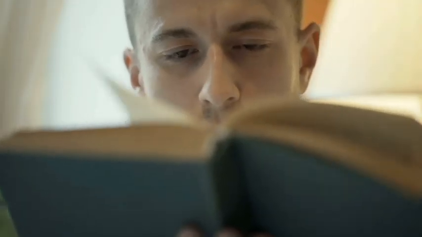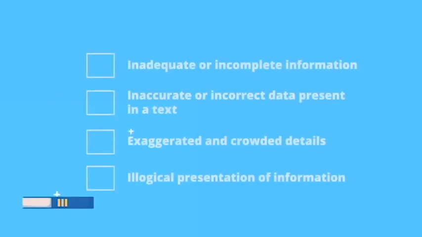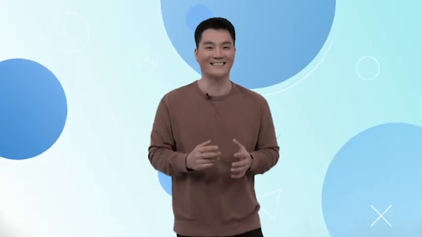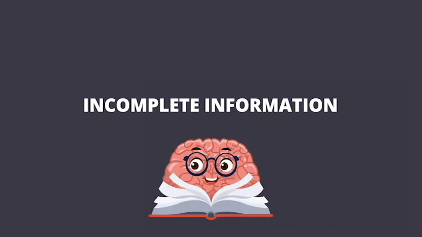After finishing this lesson, you will be able to describe different kinds of imperfect information, including inadequate or incomplete information, inaccurate or incorrect data present in a text, exaggerated and crowded details, and illogical presentation of information. You will also be able to identify conflicting information within the text. To start, carefully read the passage we will show on the screen. See if you can do what it tells you to do.